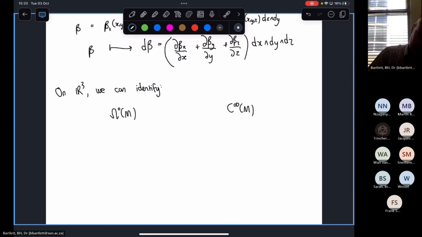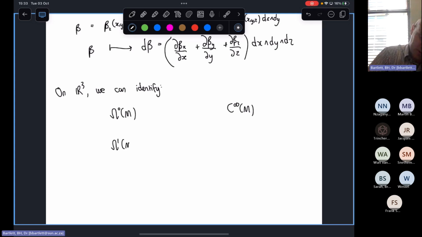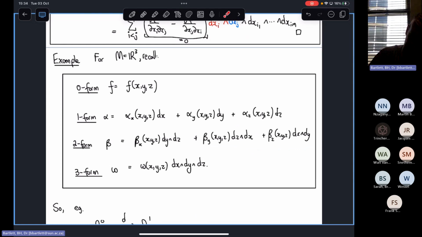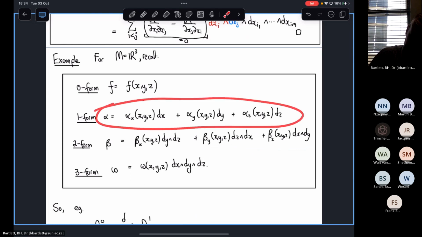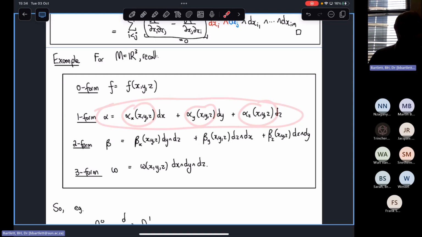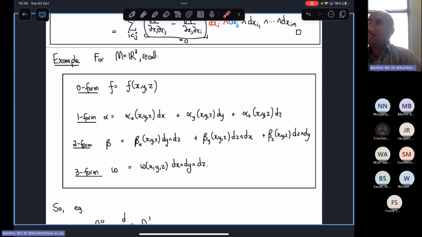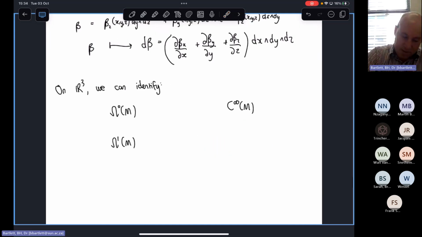Okay. Then we've got the 1 forms. Let's have a look. What does a 1 form look like? A 1 form looks like this. So it's got 3 component functions. What is something that has 3 component functions? Another thing that has 3 component functions that we deal with in multivariable calculus would be a vector field. Agreed?